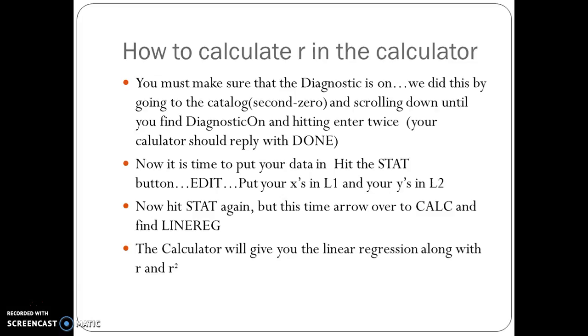Now it's time to put your data in, so hit the stat button, then hit edit, put your x's in L1 and your y's in L2. Now hit stat again. This time arrow over to calc and find linear regression. And finally, you'll hit enter a couple times. Your x will be in L1, your y's will be in L2, your frequency distribution is once. So go down to calculate. The calculator will give you the linear regression along with R and R squared.